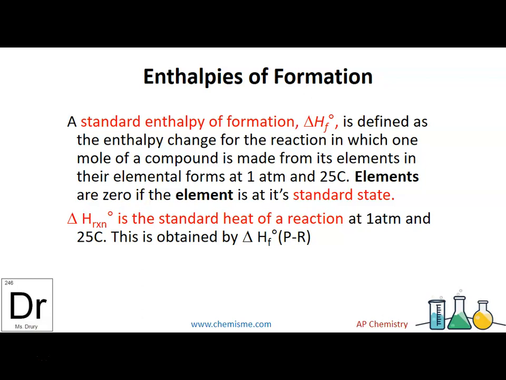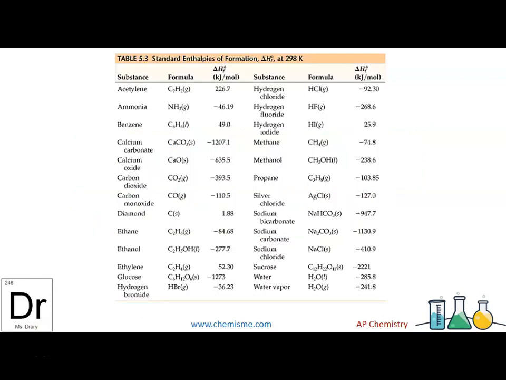The heat of a reaction with that degree symbol is the standard heat of a reaction at the same pressure, 1 atmosphere, and 25 degrees room temperature. And it's obtained by doing a products minus reactants, kind of like those bump diagrams, potential energy diagrams we've been doing that are products minus reactants. This is just doing that without the diagram.